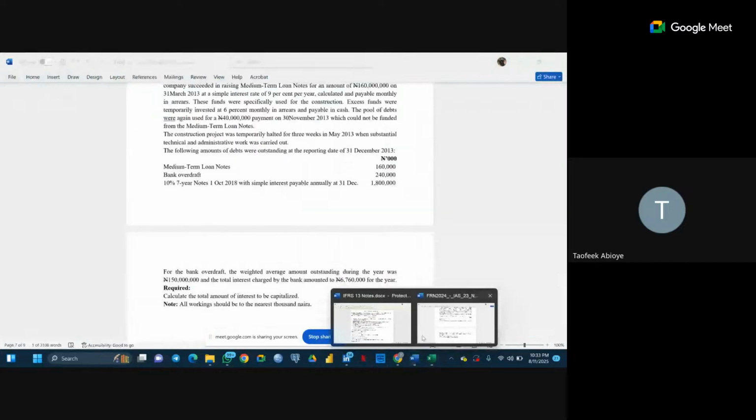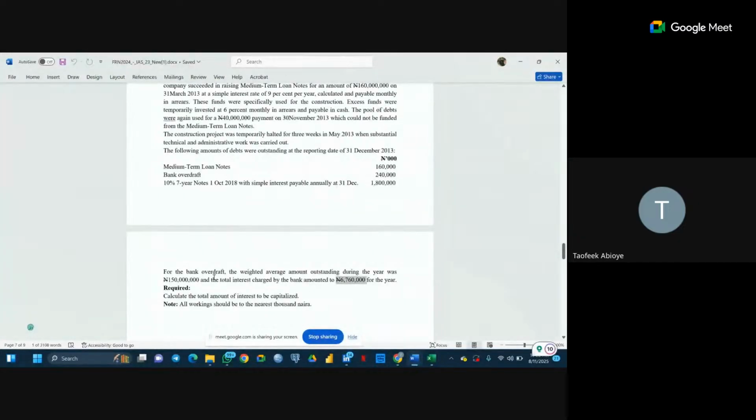Let's check this again. We are told here that for the bank overdraft, the weighted average amount outstanding is 150 billion. This is the total fund. But as at this December, this is the outstanding amount. During the year that the qualifying capital expenditure is being constructed, this is the outstanding amount. It means that it's from this 150 million that we withdraw our first 40 and that last 40 that they withdraw, not from these 240.